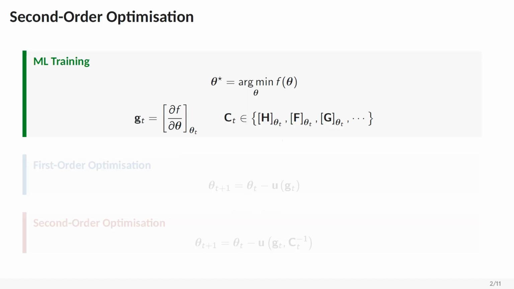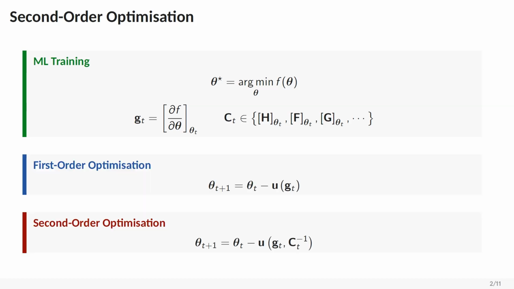In our familiar machine learning training setting, we select model parameters theta to minimize some loss function f. For this work, we'll use the shorthand gt to indicate the gradient of f evaluated at the parameters at time t, and ct to indicate some curvature matrix evaluated at those parameters. The Hessian, Fisher, and Gauss-Newton matrices are all potential choices here, but we'll consider a general matrix for the moment.